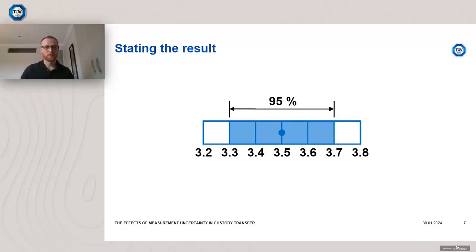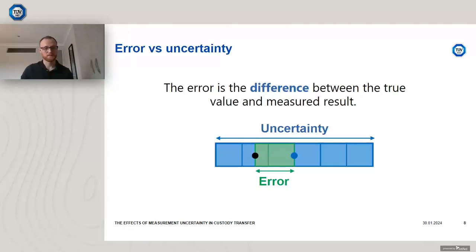So in practice, what does that sort of term mean when you write that down? That means that you have 95% confidence that the flow measurement, the true value, will lie somewhere between 3.3 and 3.7 based on your uncertainty analysis. So essentially, based on your uncertainty analysis, 1 in 20 may fall outside that band that you're stating.